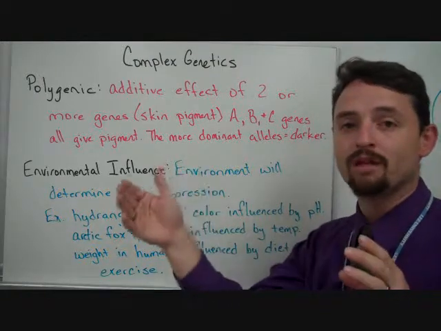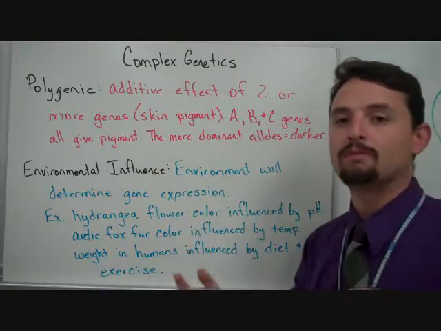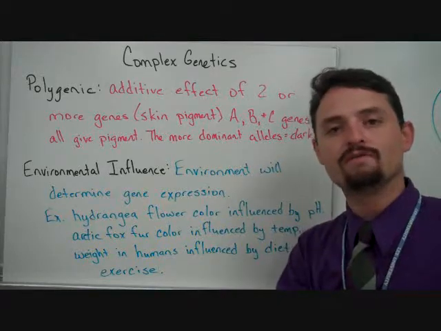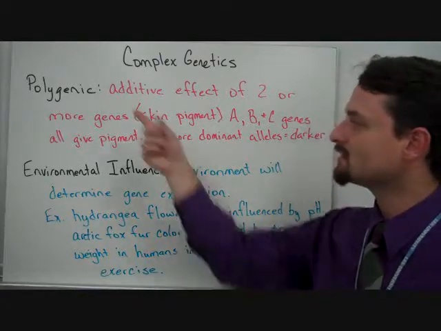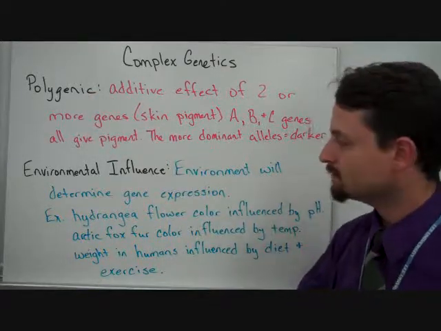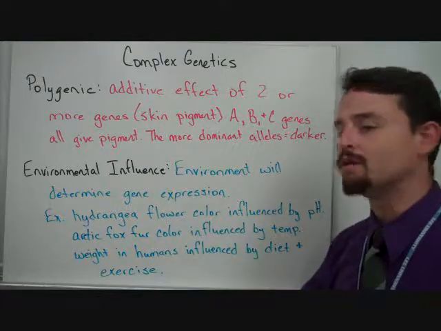The more dominant alleles you have, the darker the skin pigment. The more recessive alleles you have, the lighter the skin pigment. And that's called polygenic. The last one is environmental influences.